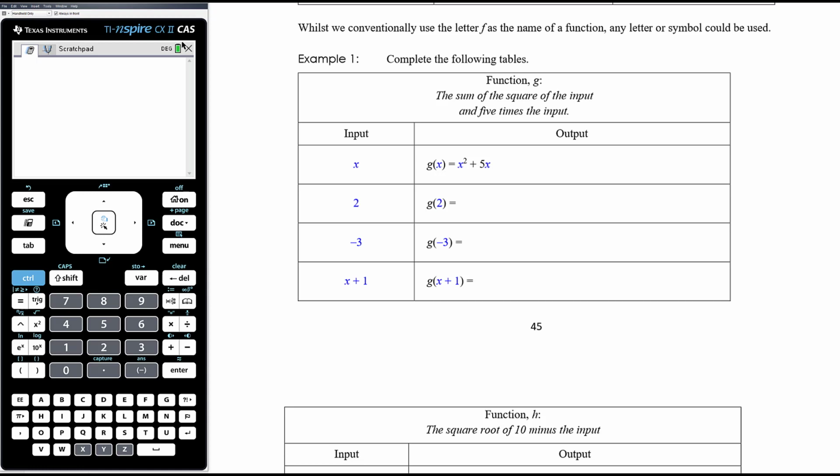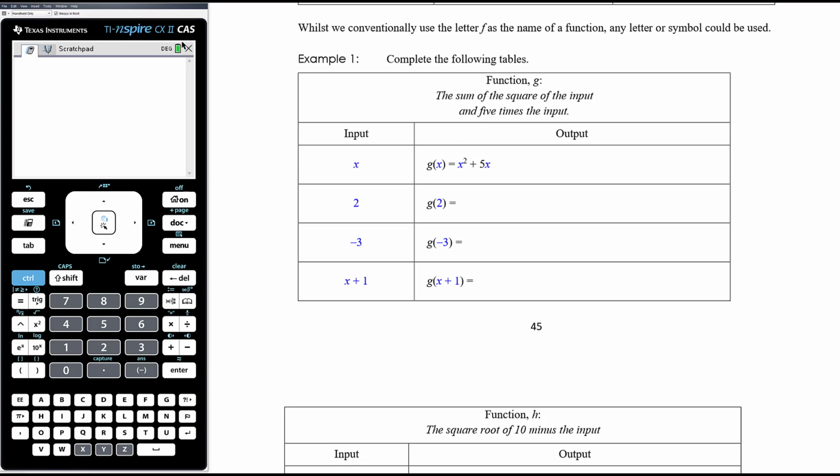So if, for example, we have a different function, whose name is g, function g, and g is the sum of the square of the input and 5 times the input, which means that if the input is x, g of x, the result of applying this rule to the input x, is to take x and square it and add it together with 5 times x. The square of the input, which is x squared, and 5 times the input, which is 5x, are added.